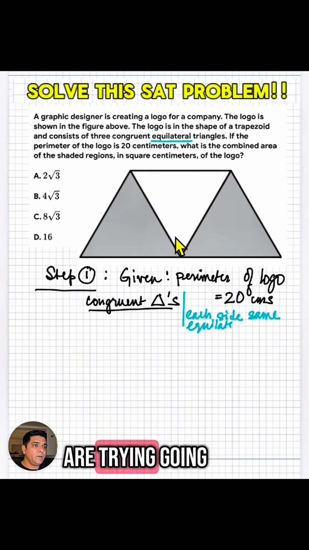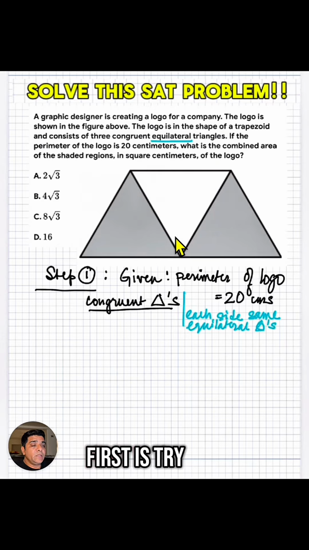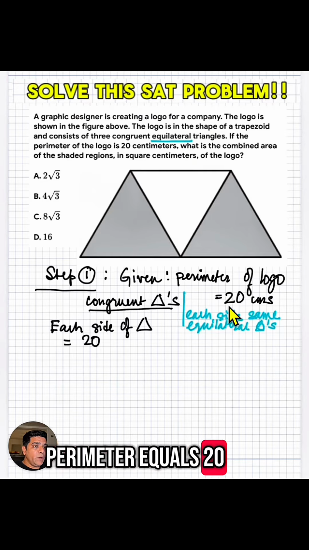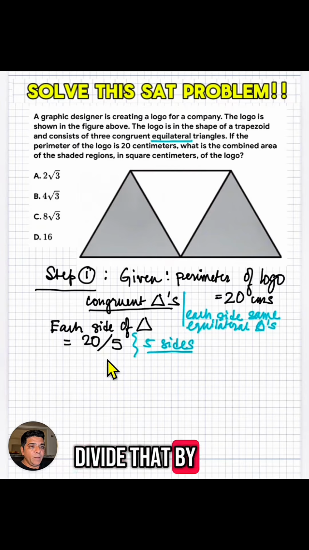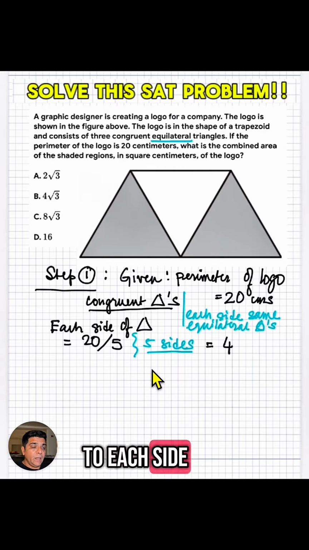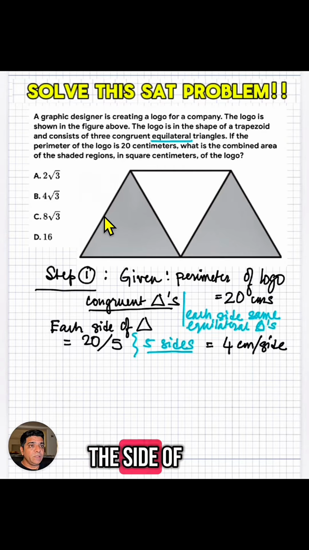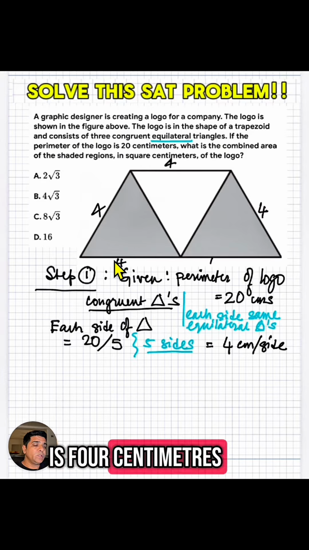So what we are going to do first is try to find the length of each side. We are given the perimeter equals 20. So there are 1, 2, 3, 4, and 5 sides. We're going to divide 20 by 5 to get each side. So that's 4 centimeters per side. Each side of the equilateral triangle is 4 centimeters.